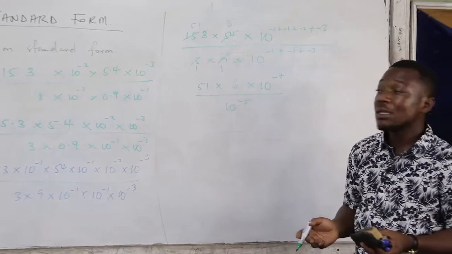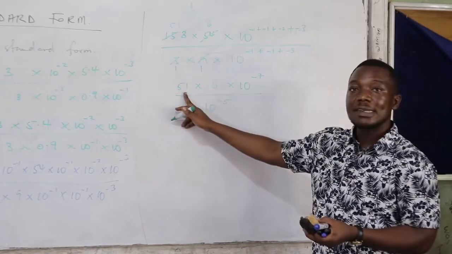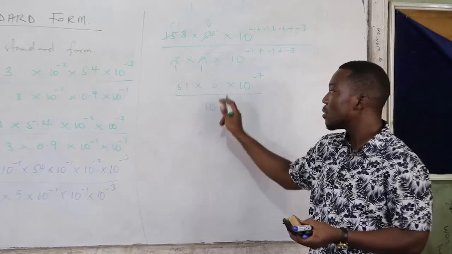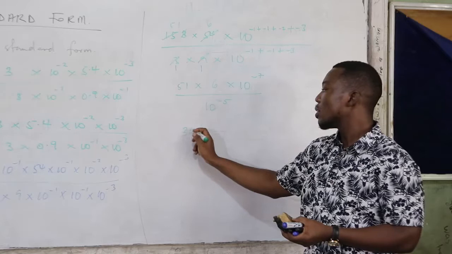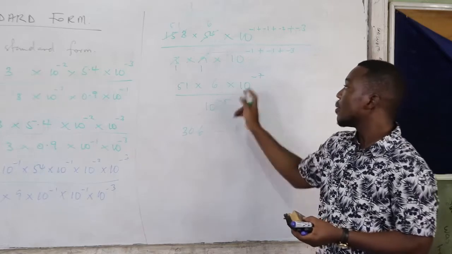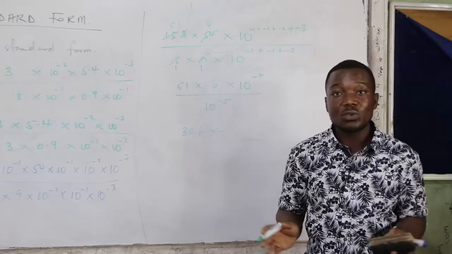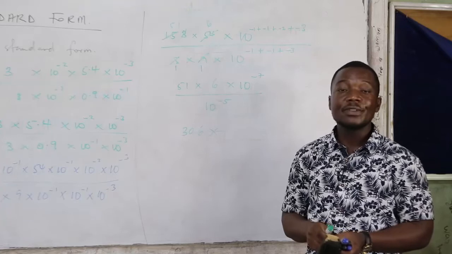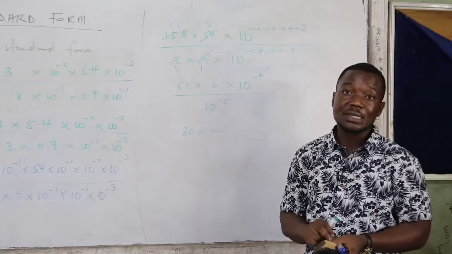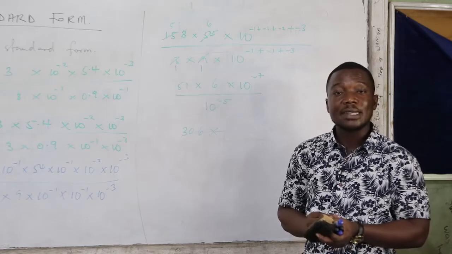So what is 51 times 6? We are going to take our time and multiply. 6 times 1 is 6. 6 times 5 is 30. Good. We are left with this part. They have the same bases. What is happening between them? They are dividing. And we said division is repeated subtraction. So we are going to subtract the powers. The first power minus the second power.